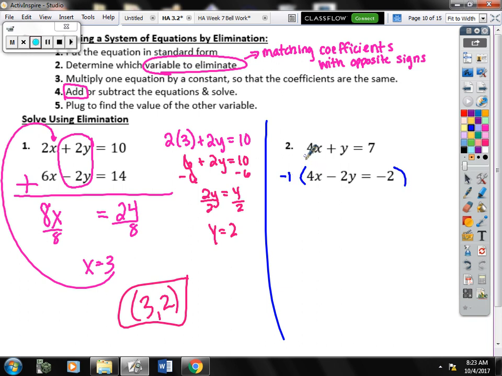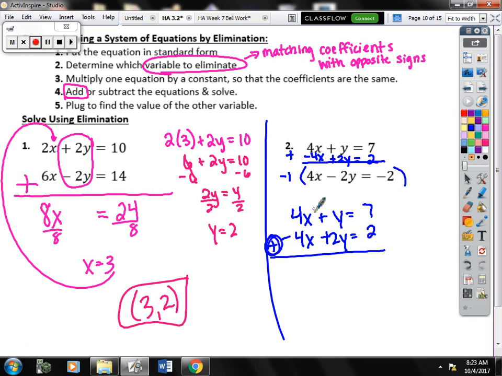So this would become -4x. -1 times a -2 would become a plus 2y. And a -1 times a -2 will become a positive 2. The reason I suggest doing this is that then all you have to do is add the two equations. When they have different signs, we will always add downward. So 4 plus -4 is 0x. Y plus 2y is 3y. 7 plus 2 is 9.